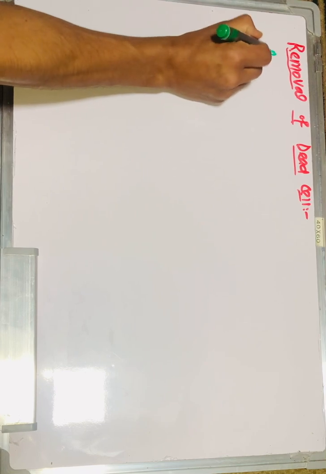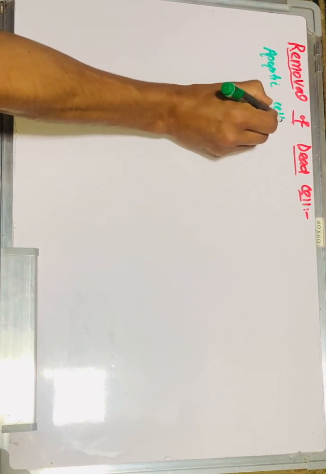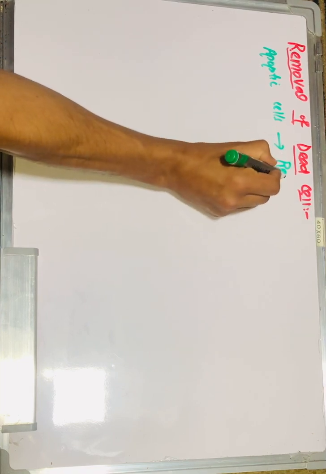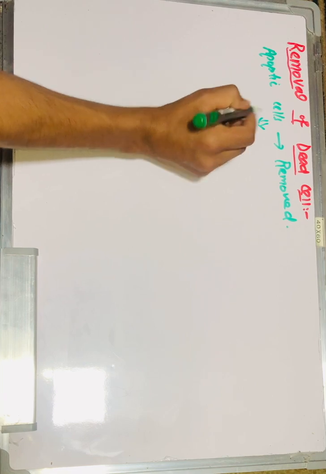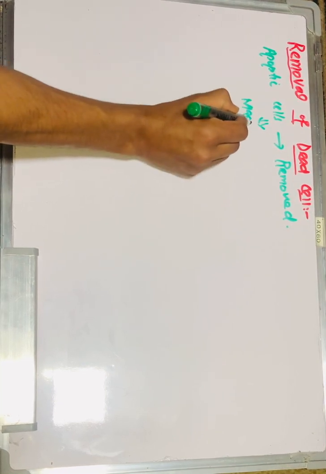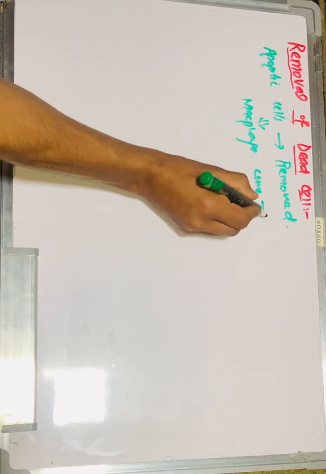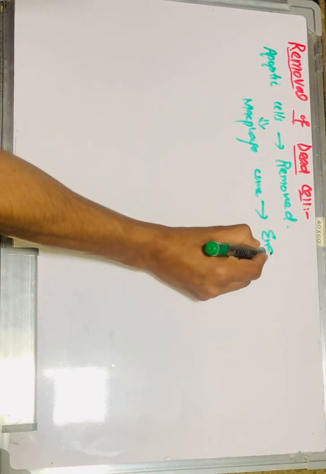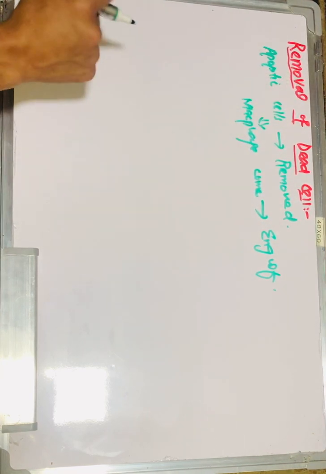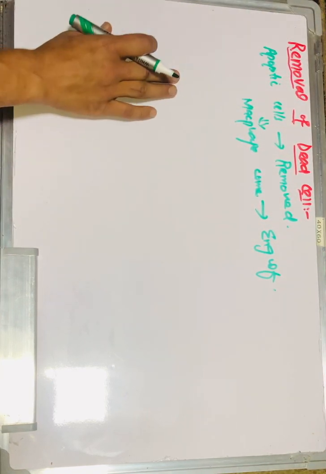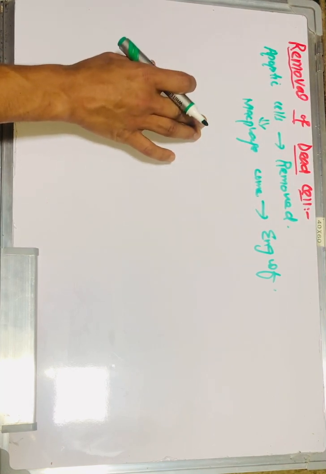So all apoptotic cells have to be removed from the body. What will happen? Macrophages will come and engulf these dead cells. How do macrophages know that there is an apoptotic body or apoptotic cells?